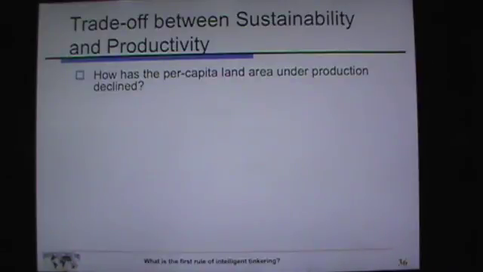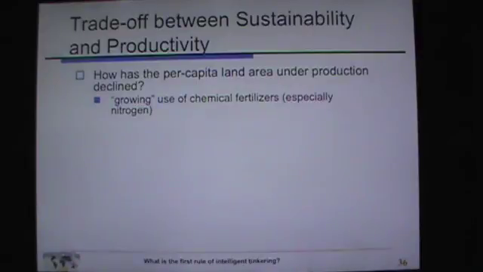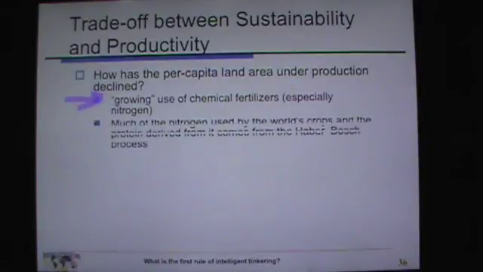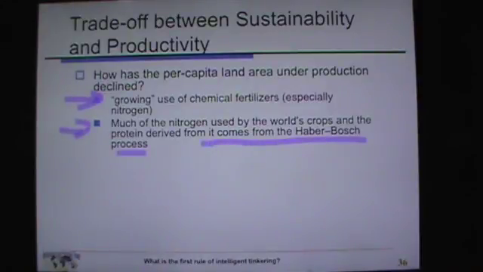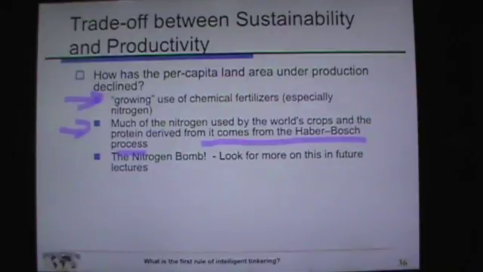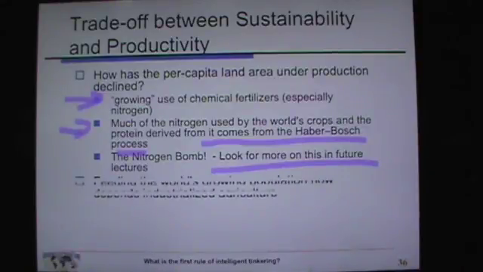And why has that land under production declined? Because we have a greatly increasing use of chemical fertilizers, especially nitrogen. Much of the nitrogen used by the world's crops, and protein derived from it, comes from an artificial process, the Haber-Bosch process. We'll have an assignment on that much later in this course. Nitrogen bomb, we'll look more at this in future lectures. I'm not talking about a bomb they drop on people, other kinds of bombs.